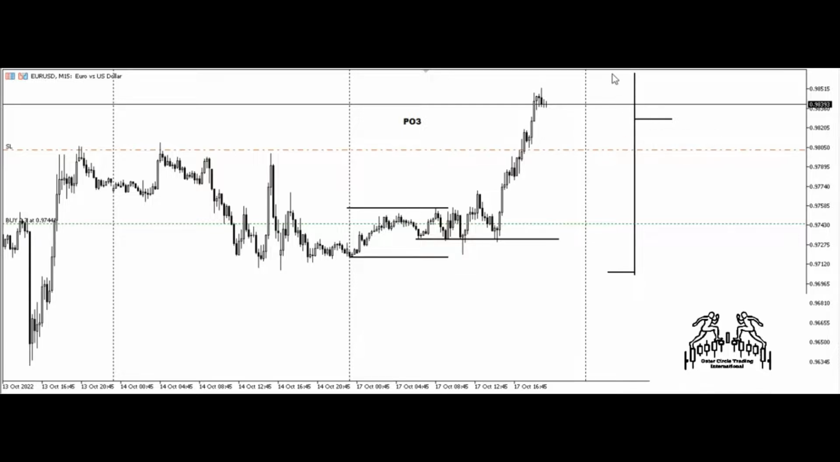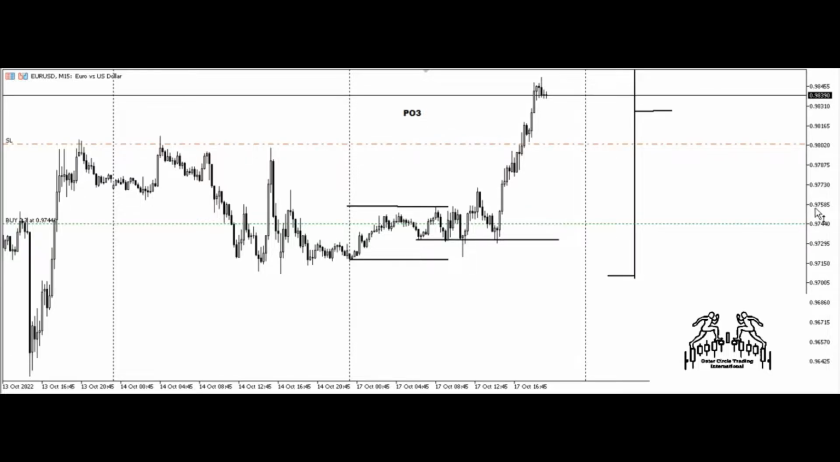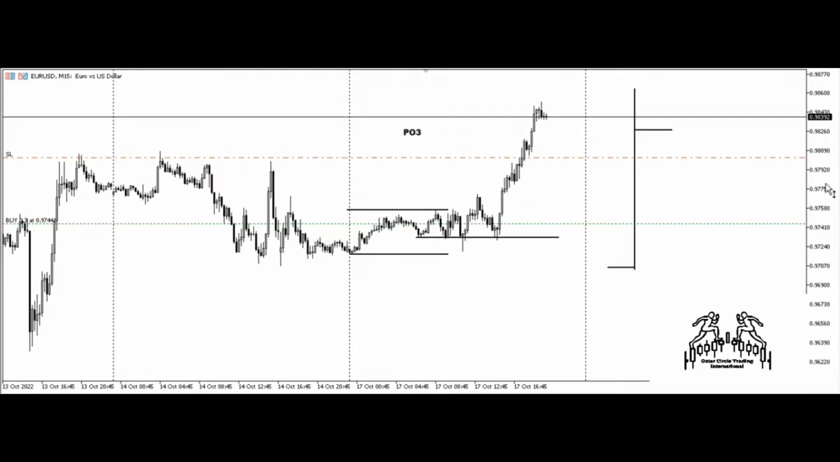Now what I'm anticipating from here is a distribution phase and the market to close. As you know, in the late New York session there is a distribution phase, and after the distribution phase, it closes. So this is just a generic, simple concept.